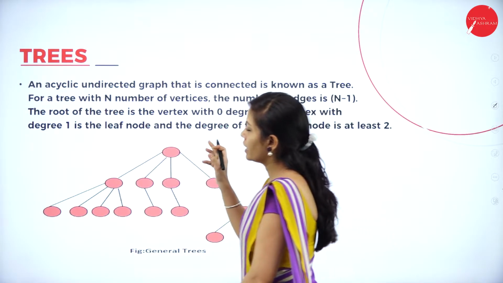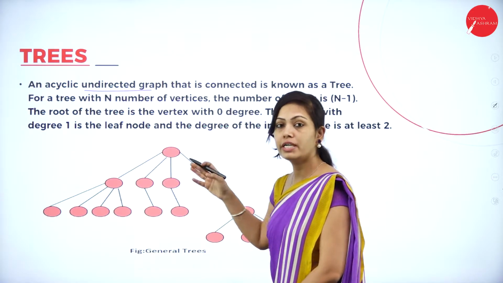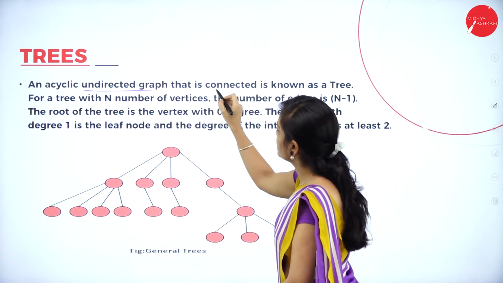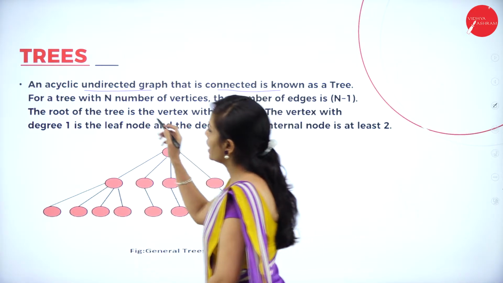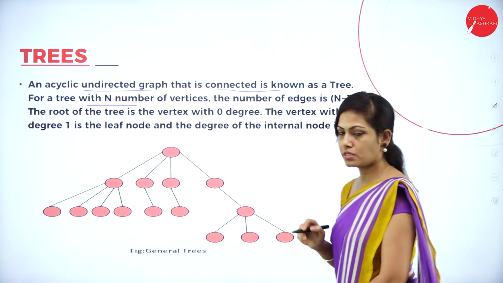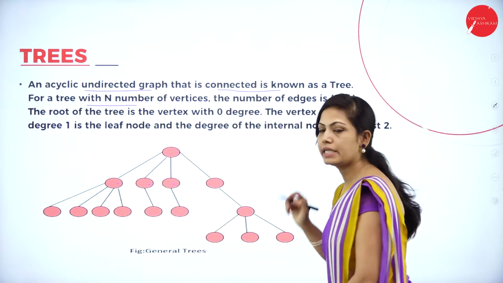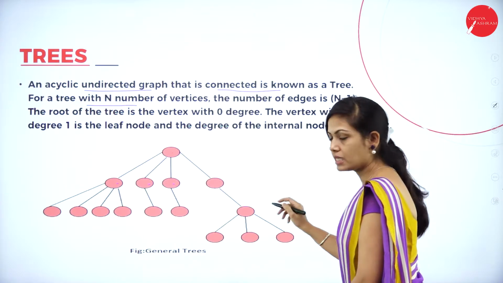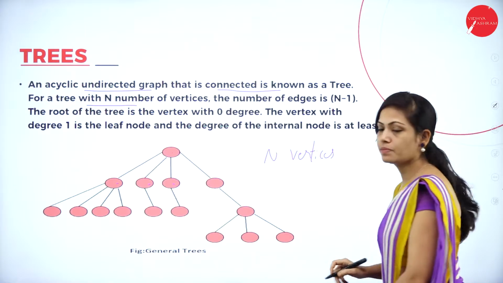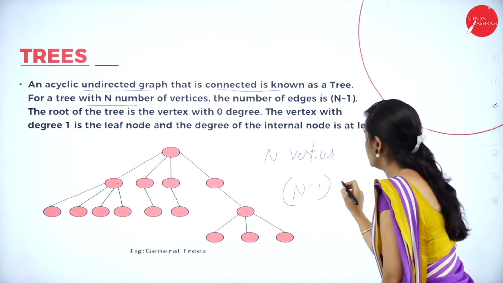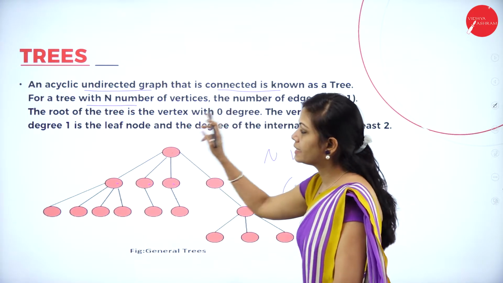And now an acyclic undirected graph. What is an undirected graph? It has no direction, and a connected acyclic undirected graph is known as a tree. So this is an example for general trees. For a tree with n number of vertices, the number of edges is n minus 1. If a tree consists of n vertices, it has n minus 1 edges.